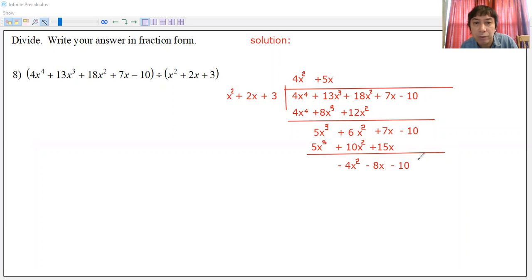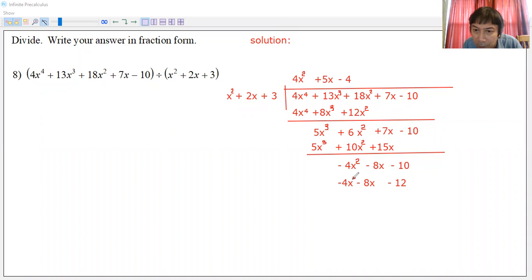Negative 4x squared by x squared is negative 4. So this will be a negative 4. And then back to multiply. Multiplication again. Negative 4 times the divisor, we will have here negative 4x squared, and then negative 8x, and then negative 12. This must be squared, of course.